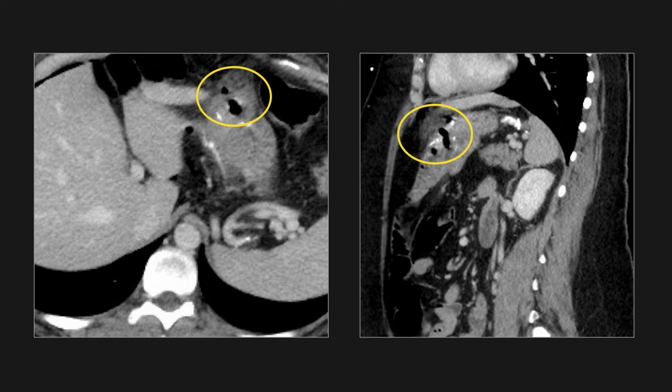Taking an even closer look, we can see the inflammation and dots of air at the gastrojejunostomy. Marginal ulcers typically occur at the jejunal side of the gastrojejunostomy. The operative report confirmed a 1 centimeter perforation just beyond the gastrojejunostomy, which was treated with an omental patch.